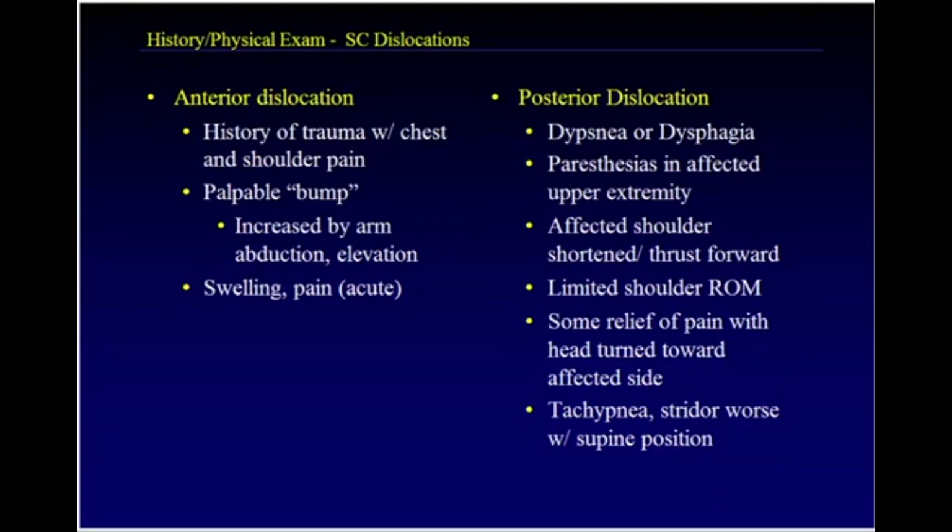Posterior dislocations can present with either dyspnea or dysphagia due to the fact that the medial end of the clavicle is now impinging on the mediastinal structures. They also can have paresthesias in the affected upper extremity due to the close correlation with the brachial plexus and vascular structures. The affected shoulder will be shortened and thrust forward. The patients will have limited shoulder range of motion. They often will get relief of pain if you turn their head toward the affected side, and again, they can have significant pulmonary complications related to this injury.